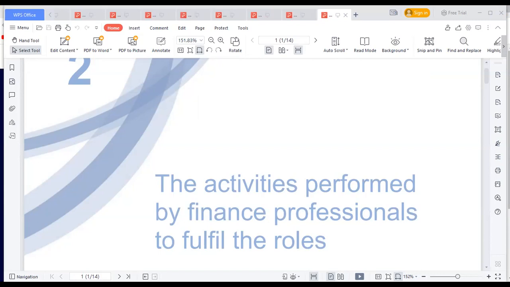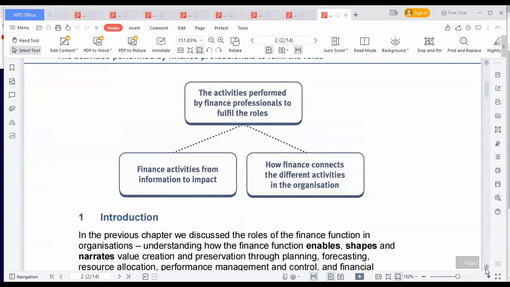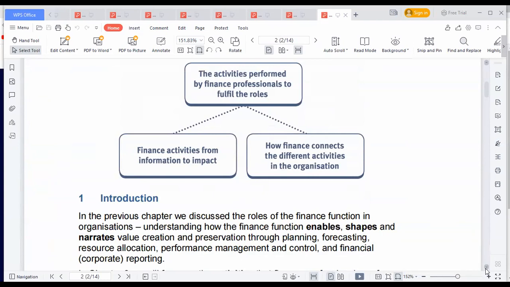Like I said, we'll look at the activities that are performed by the finance function in order to fulfill their roles. What are the activities that the finance function will have to perform in order to fulfill their roles? That is very critical and very important for us to look at. So let's continue, guys, and look at the introduction. This is what we are going to cover: the activities performed by the finance professional.